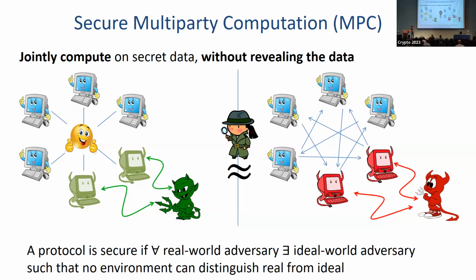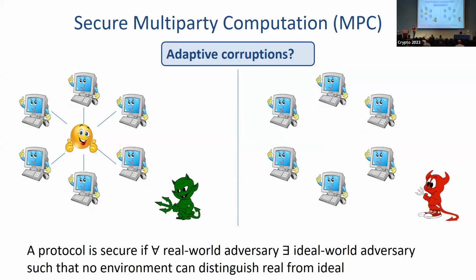And this is a very strong definition, very nice. And one of the nice things about it is that it's very flexible. So if we want to consider adaptive corruptions, where the adversary can corrupt parties during the protocol based on stuff that he sees, then we can simply, modulo technicalities, adjust the definition, and say that for every adaptive real-world adversary, we have an adaptive ideal world adversary.